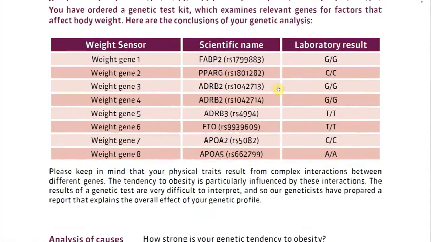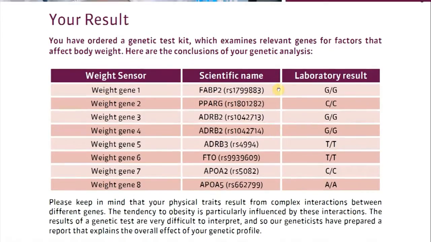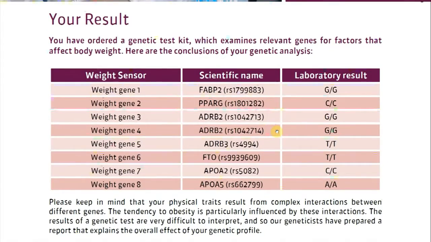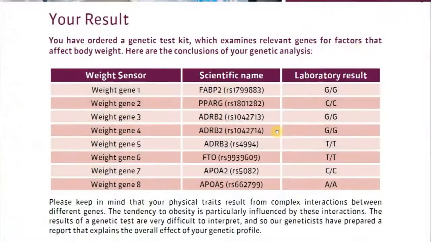This is the first scientific part. We are testing 8 different genes, genetic variations, to find out the tendencies for obesity, how the body reacts to certain foods, certain nutrients, and so on. And we called the genes weight gene 1 through to 8 in a simplified way, just to make it simple. But there are also the scientific names, and these are the ones here, so FABP2 and so on.